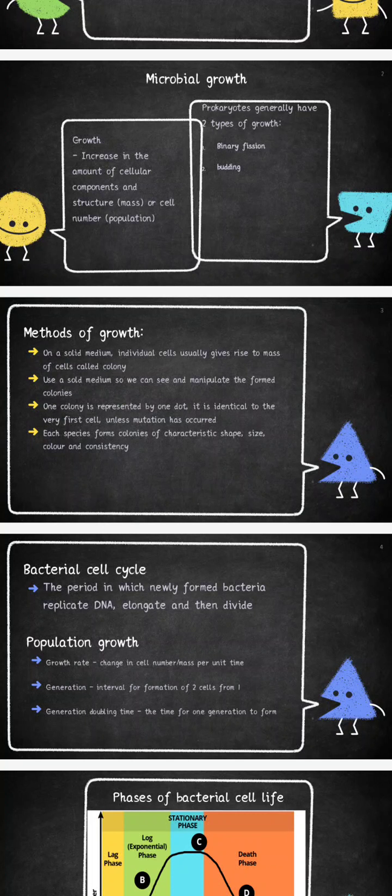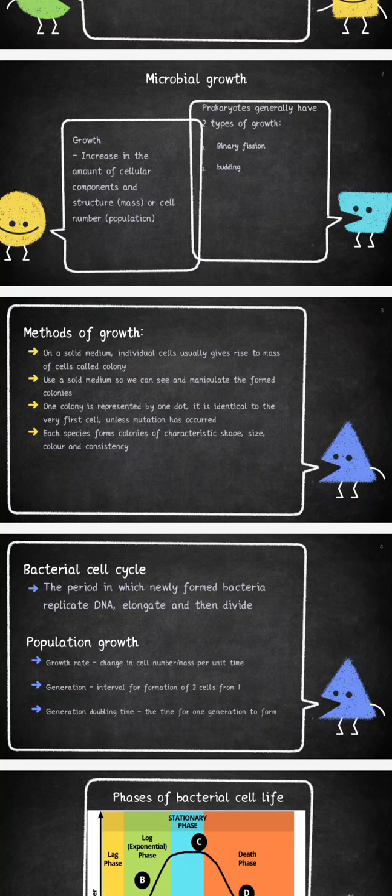Next term would be population growth. The first term is the growth rate. It is the change in cell number per mass per unit time. So it is the change in cell number over mass per unit time.